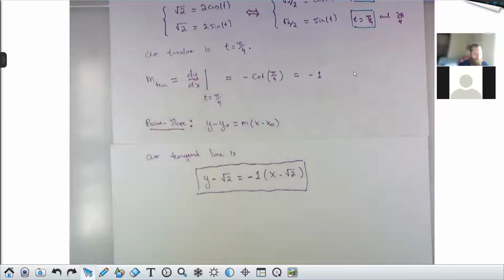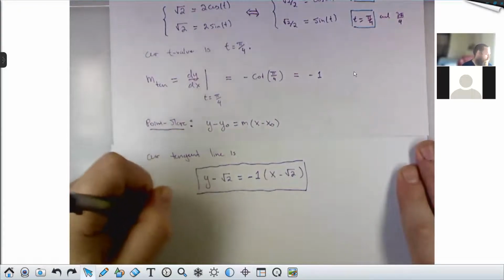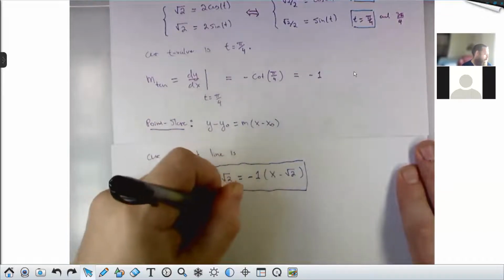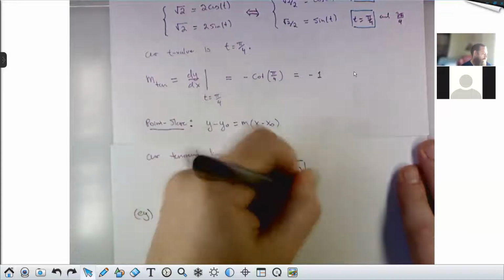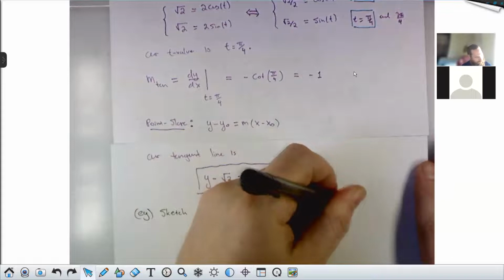I do think it's wise to illustrate this. So let's sketch the curve and tangent line from the previous example.